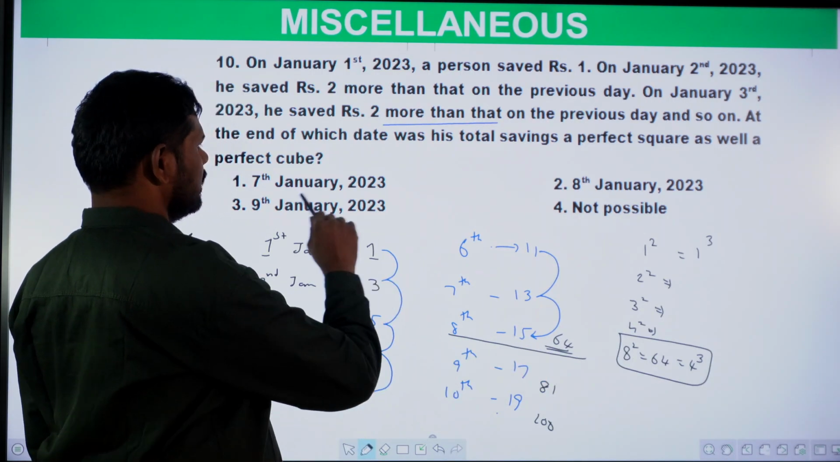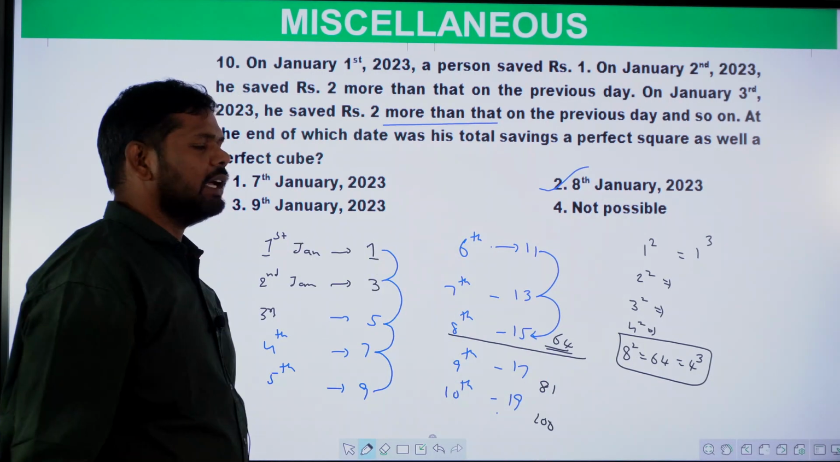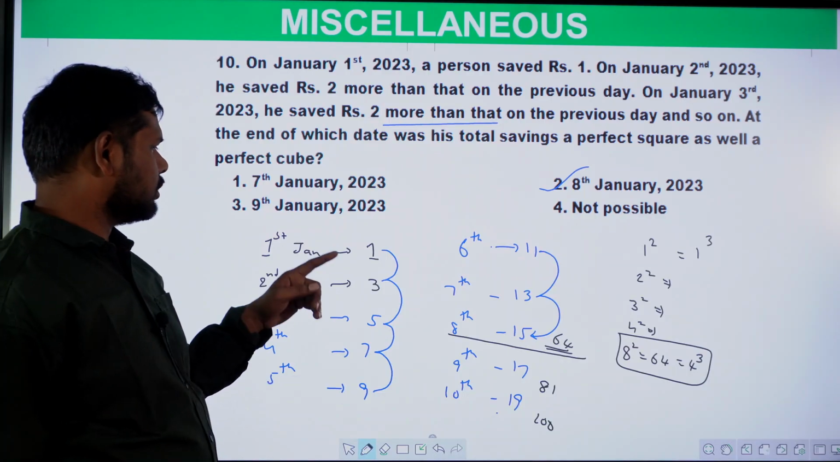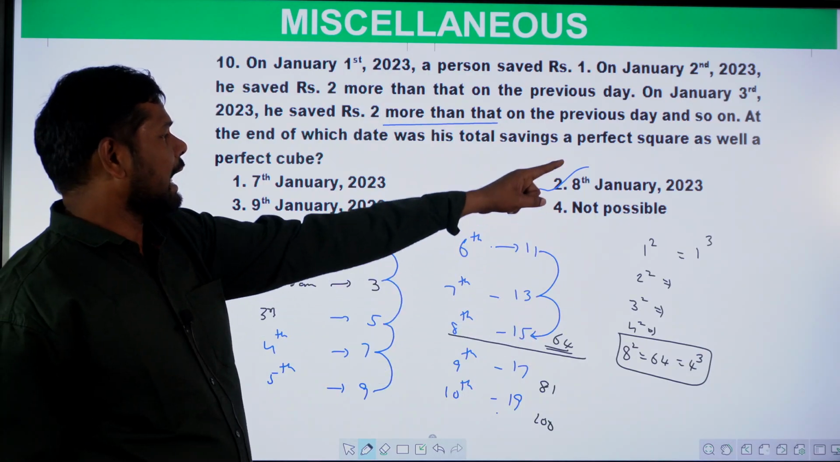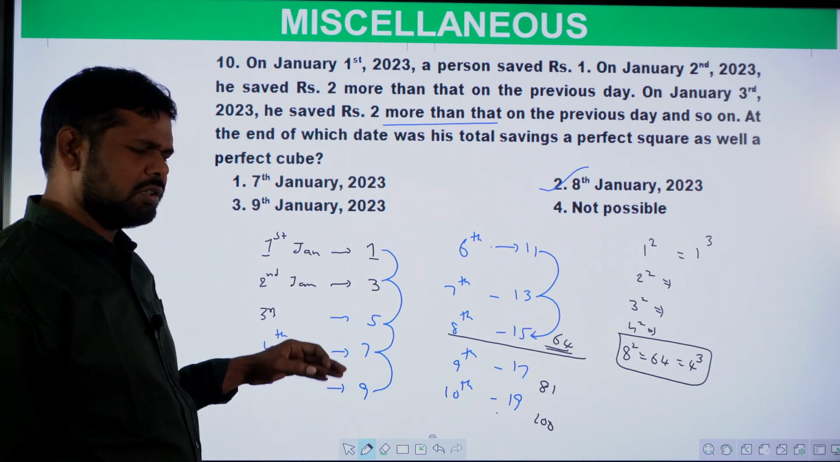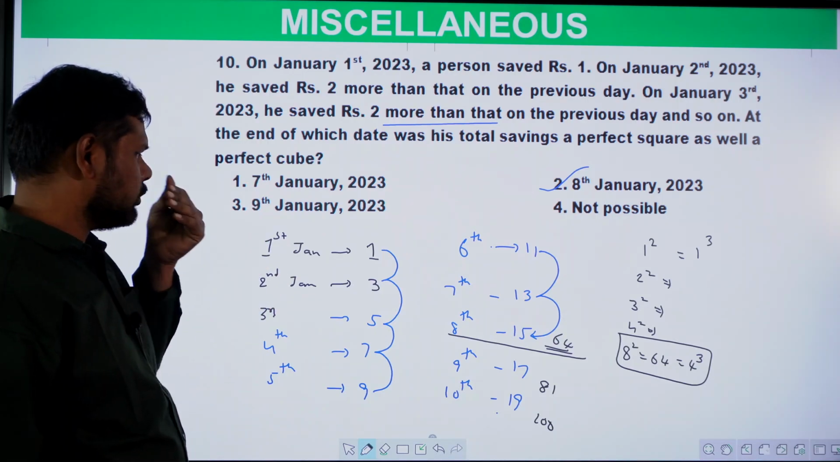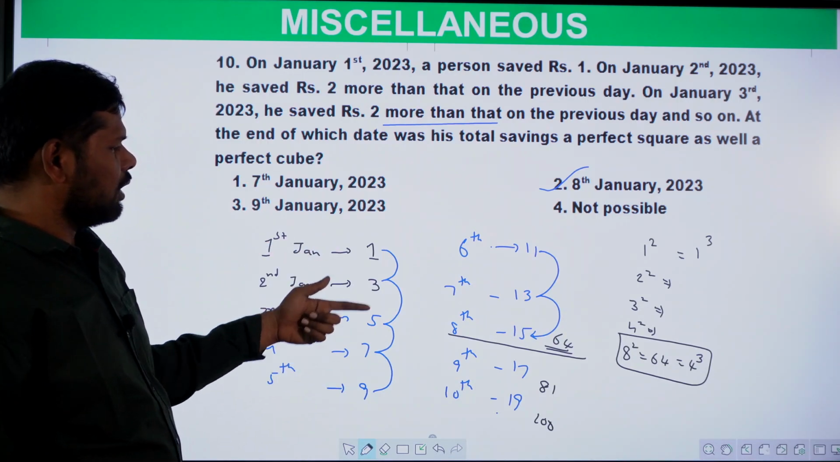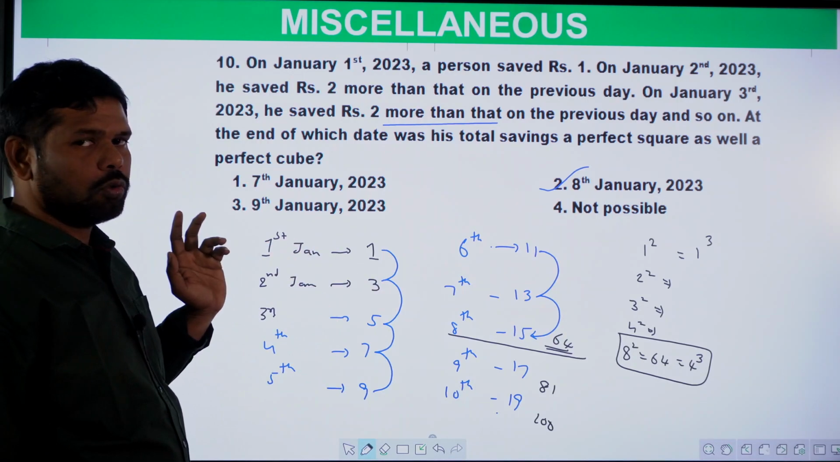On which date, that is, at the end of 8th January, his savings is definitely a perfect square as well as a perfect cube. Very simple question, very basic question. That's it. You just need to count the sum of all this. Every day his savings is increased by 2 rupees.